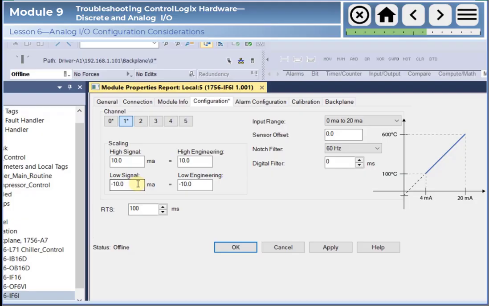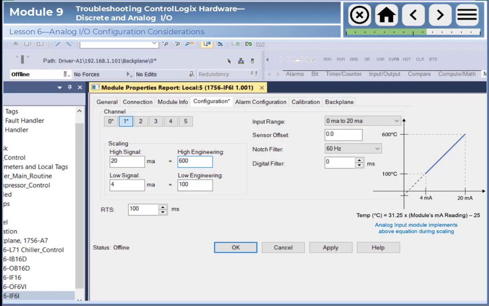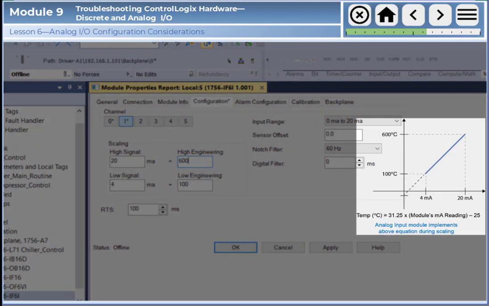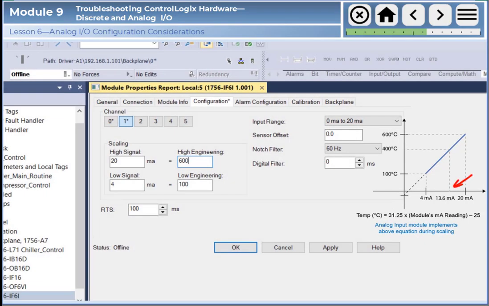So we would set the low signal to 4 milliamps and the high signal to 20, and the low engineering to 100 and high engineering units to 600, corresponding to the 100 to 600 degrees range. If the module is reading 13.6 milliamps, the temperature reading will be 400 degrees.